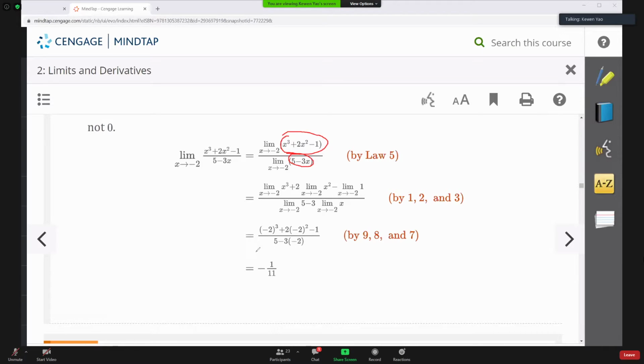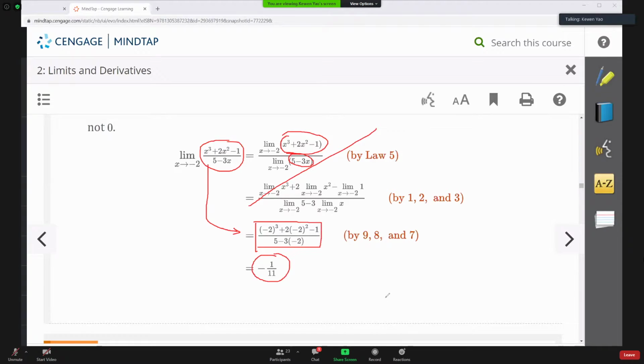So what's the final effect? The final effect is that you can replace x by -2, then you find the answer. The answer is -1/11. So in the future, you can skip these steps and find the answer from here to here. The final effect is that you replace x by -2 and evaluate this rational function to get the answer. But for this problem, you have to do it step by step because this is the instruction.